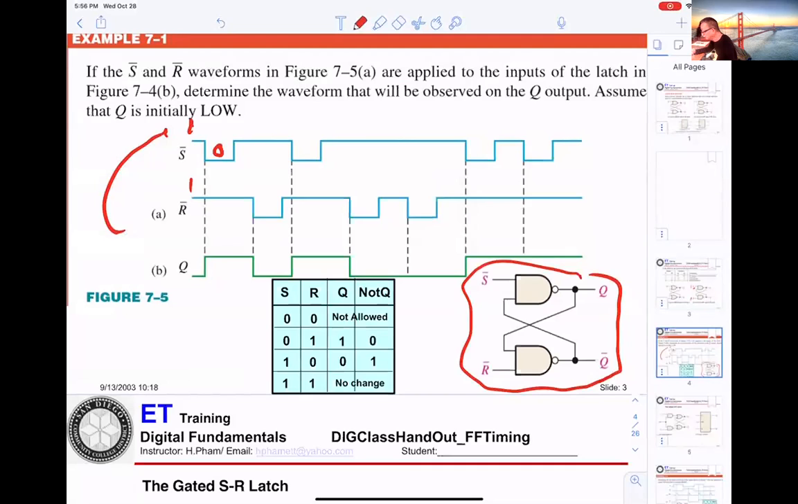Also, I already gave you the truth table. S equals 0, 0, they say not allowed. That means illegal. That forces both outputs to be a 1, so it never happens. S 0, R 1, then Q equals 1, not Q equals 0. S equals 1, R equals 0, and output Q 0 and not Q 1. And if you get 1, 1, they say no change.